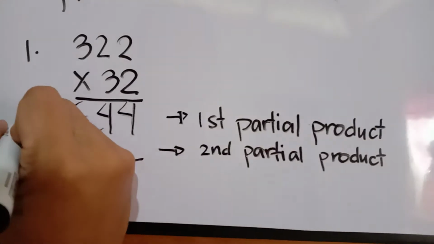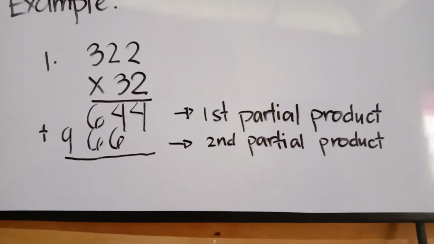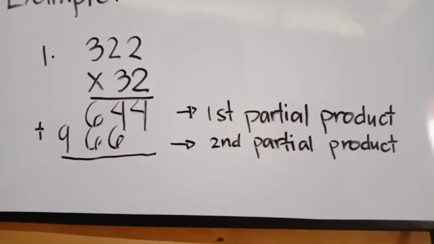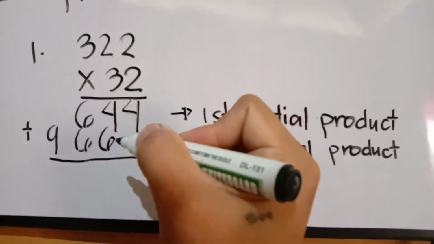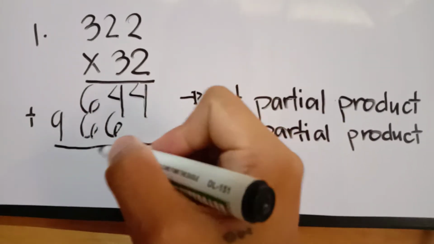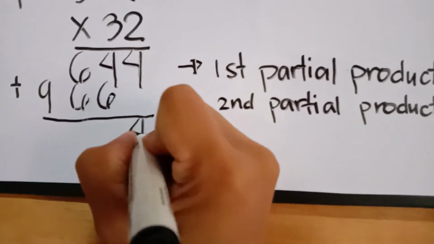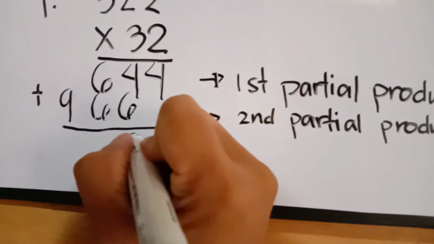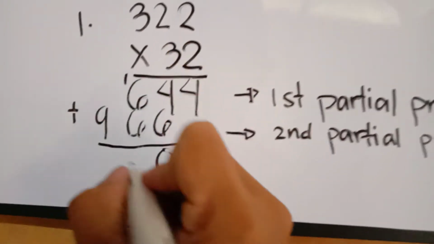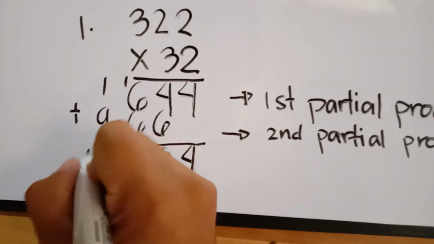Next step is we are going to get the final product. Okay, and how to get the final product? Simply add the two partial products. Okay, so 644 plus 966. So let's try to add. We are going to bring down 4. 4 plus 6, that is equal to 10. So write 0, then regroup 1. 6 plus 6 is 12 plus 1, that is 13. Then 9 plus 1, that is 10.